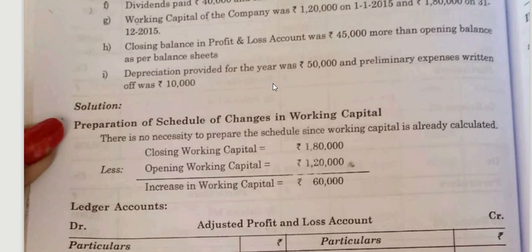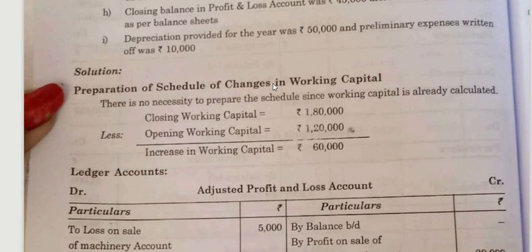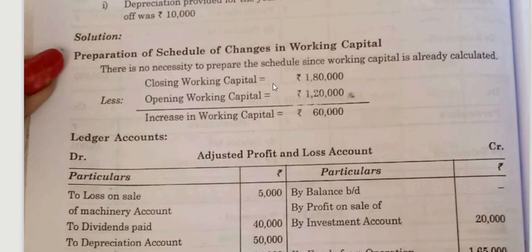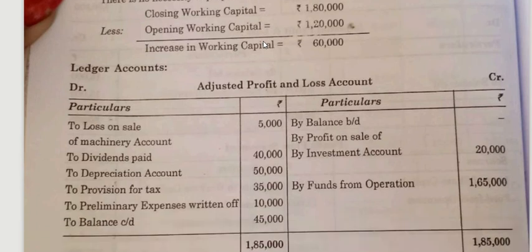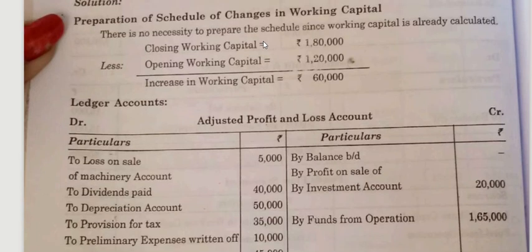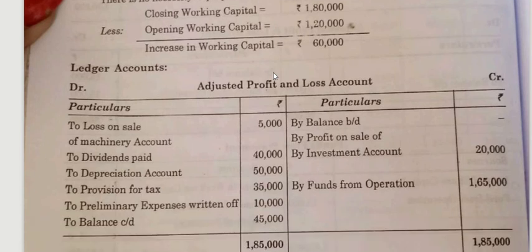Depreciation provided for the year is 50,000. So to depreciation account under your adjusted profit and loss account, and to preliminary expenses written off under your adjusted profit and loss account. Your solution starts with the schedule of changes in working capital. There is no necessity to prepare the schedule of changes in working capital. So we have closing working capital 1,80,000 less opening working capital 1,20,000. Increase in working capital is 60,000.